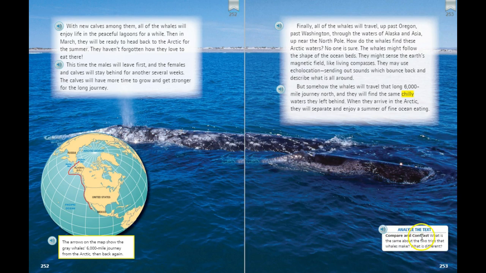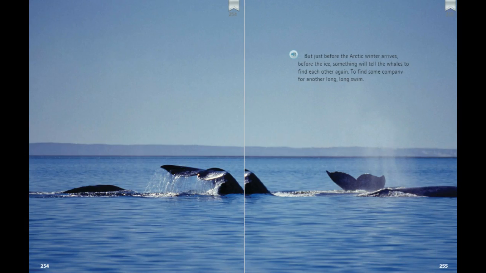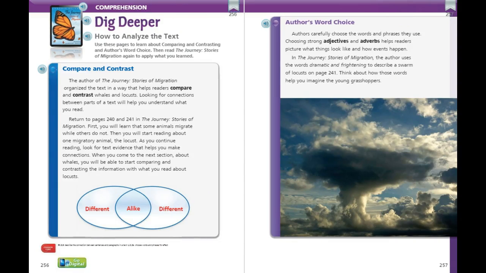Analyze the text. Compare and contrast. What is the same about the 2 trips that whales make, and what is different? All right, we are going to dig deeper. The author of The Journey, Stories of Migration, organized the text in a way that helps readers compare and contrast whales and locusts. Looking for connections between parts of a text will help you to understand what you read.